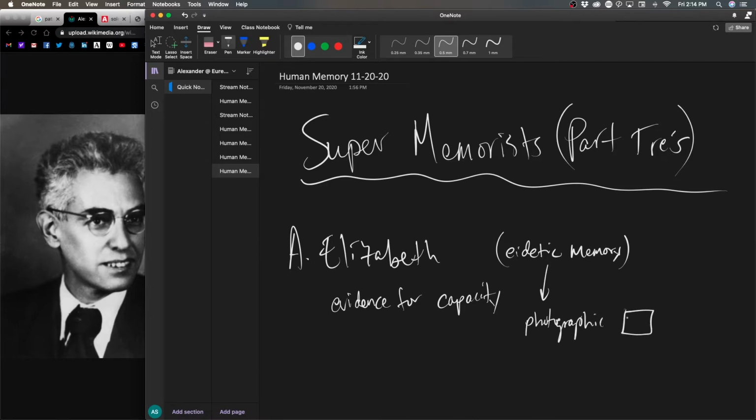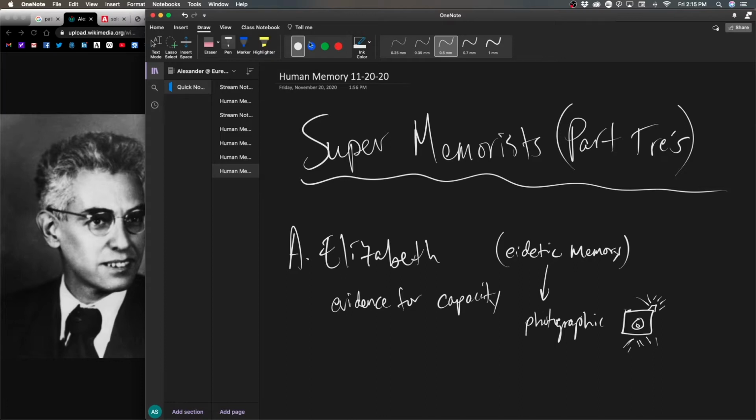Photographic. So I'm going to draw my camera, flash, and then a button. Choop. Wee. The camera just took a picture. I don't know what I'm doing. Awesome. So photographic memory, as if your memory was a snapshot. Okay.